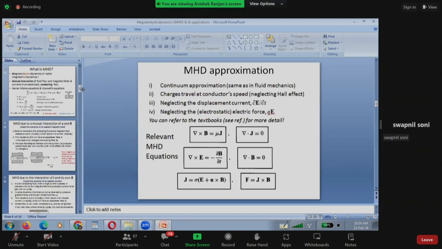Sir, Arpita has one question written in the chat box. Yes, read it for you. How is the Hall effect ignored and what are its implications?